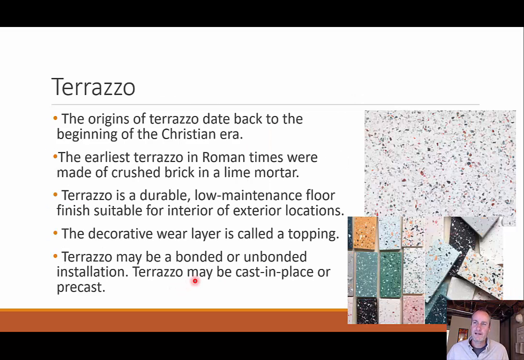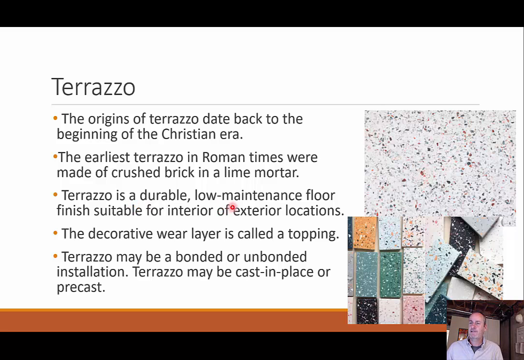All right, shifting gears slightly to terrazzo, a slightly different flooring material. Really old school material, been used back to the beginning of the Christian era. Used in the Roman times, and basically in the Roman times they used crushed brick in a lime mortar. You can see some examples. You've probably seen this. I always think of school building floors, older school buildings made in the 60s and 70s, which was probably the most popular time for terrazzo. It looks almost like a fruitcake, right?